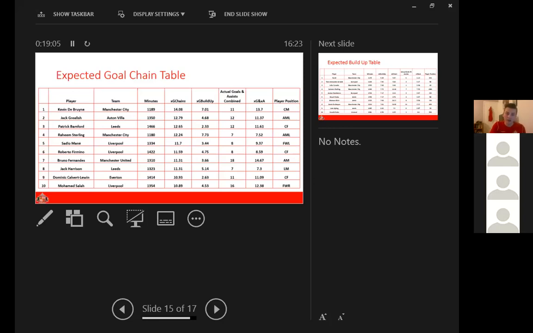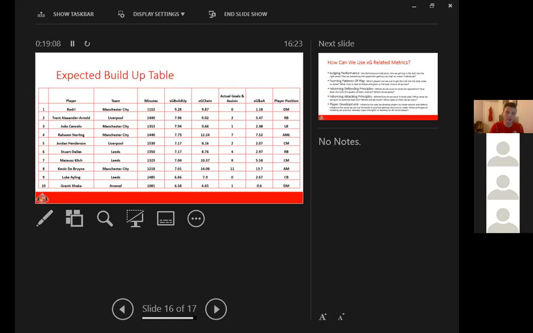And then if we move on to the expected build-up table, that's even deeper because it doesn't include chains that end in a shot or a key pass. So if you have a little look there, Rodri's quite high. Full-backs, Alexander-Arnold, Cancelo, deep-lying midfielders. But you've still got Kevin De Bruyne and Sterling there, so it's shown that they maybe get involved in the build-up earlier on than other players. So maybe it shows that, although yes, they are good going forward, they also contribute to building the attack as well.